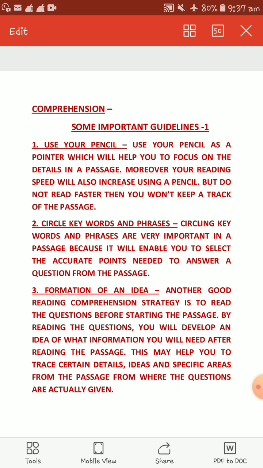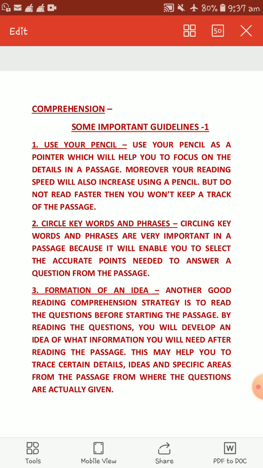So, I would like to discuss these 3 points with you so that in comprehension passages, whether you get objective type questions, subjective type questions or multiple choice questions, you can do it very confidently. So, what are the 3 steps or the 3 rules that you should follow? Number 1, use your pencil.